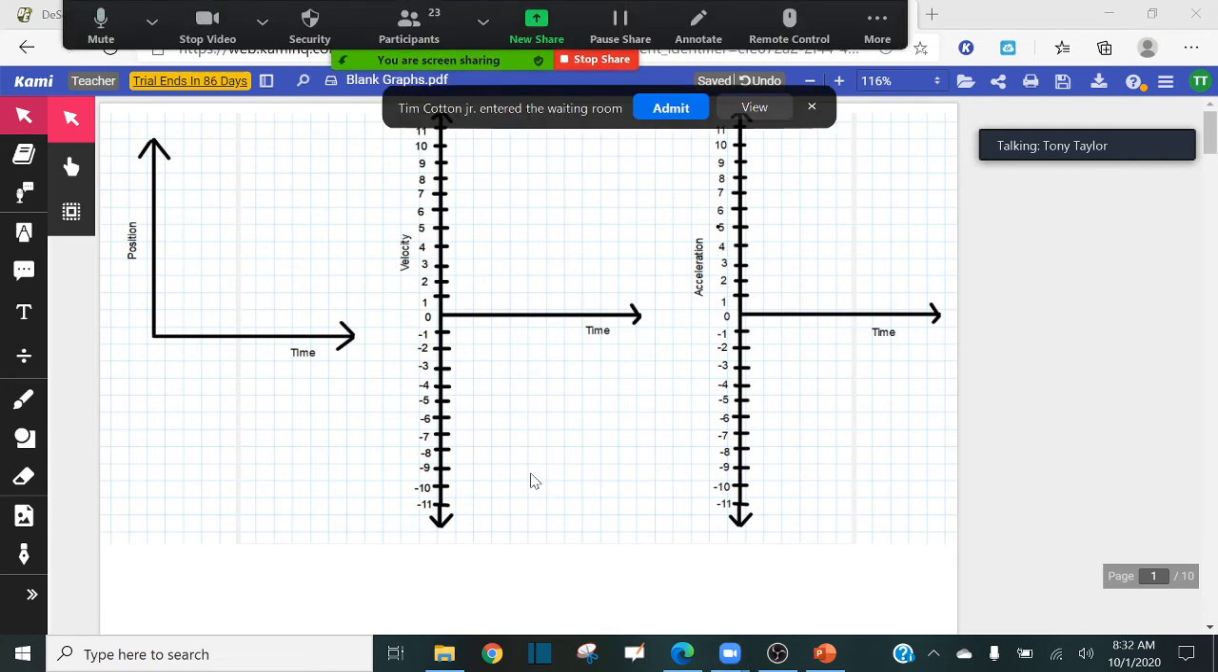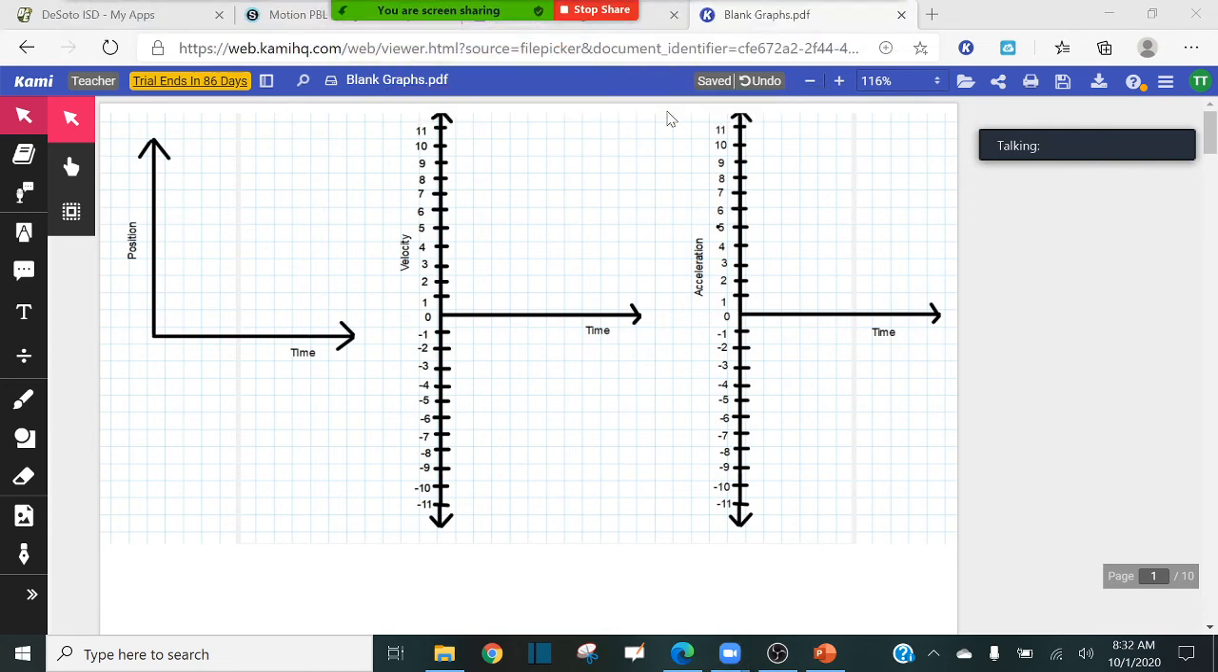Okay. So give me just a second. I'm pulling up a file on my phone because I'm using this file for this PDF, for these blank graphs in this PDF that we're going to be looking at.